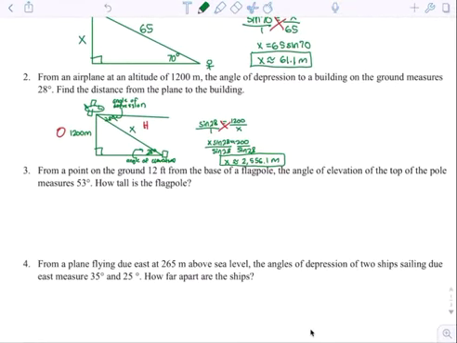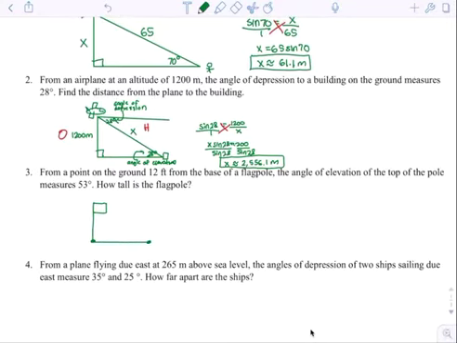Number 3, from a point on the ground 12 feet from the base of a flagpole. So here is the base of the flagpole, and here's the point. From the point to the base of the flagpole is 12 feet. The angle of elevation of the top of the pole measures 53 degrees. So from here to there, angle of elevation, they said, was 53 degrees. How tall is the flagpole?